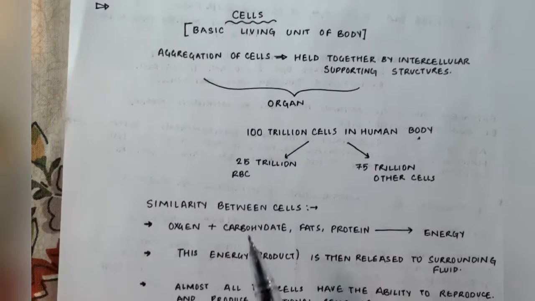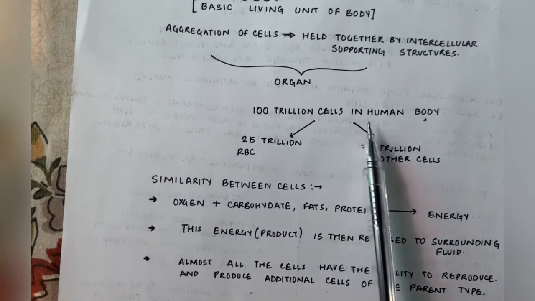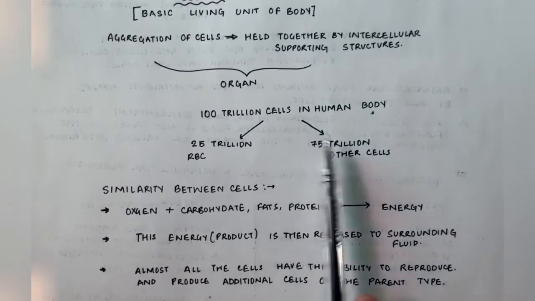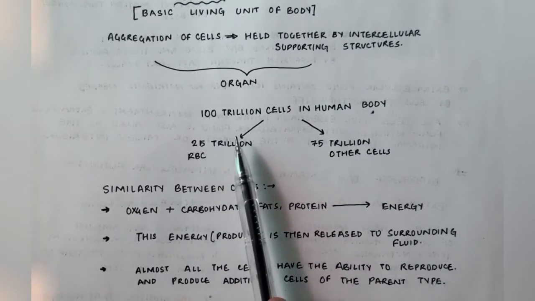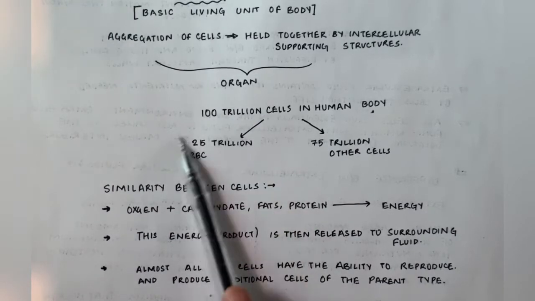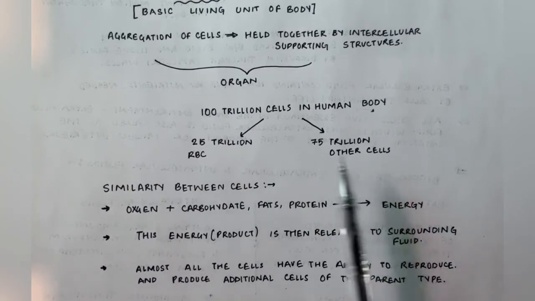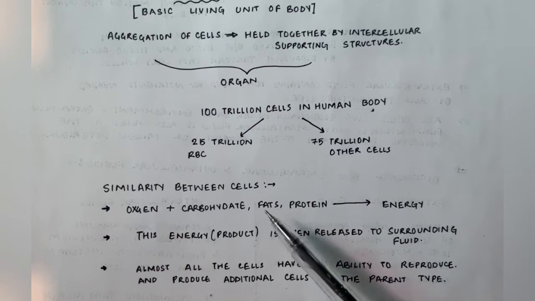Okay, so now we'll know that there are 100 trillion cells in the human body. Of these, 25 trillion are RBCs, which are the most abundant single type of cells. RBCs alone are 25 trillion cells. Then there are 75 trillion other cells, other than RBCs, that are present in our human body. So there are many cells in the human body.